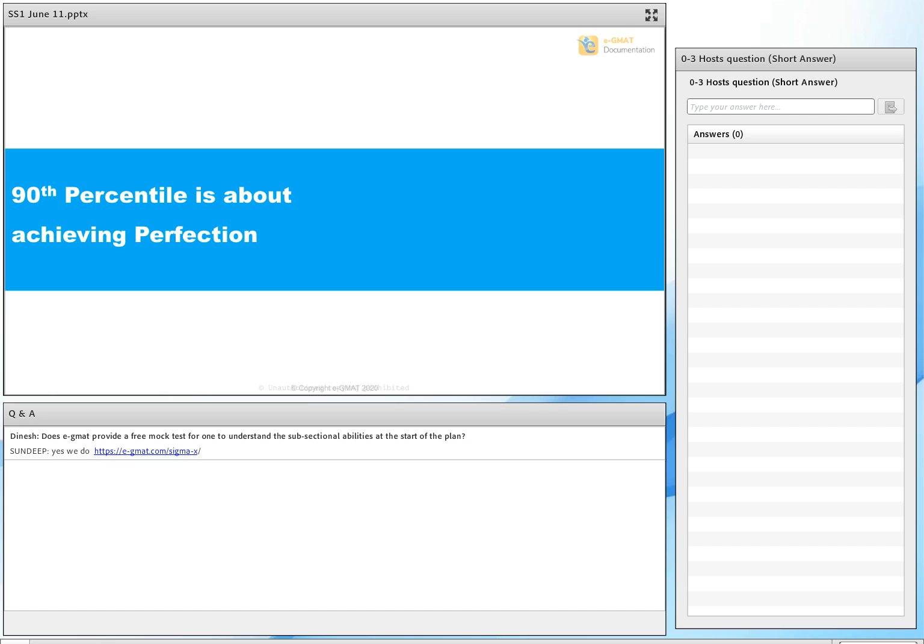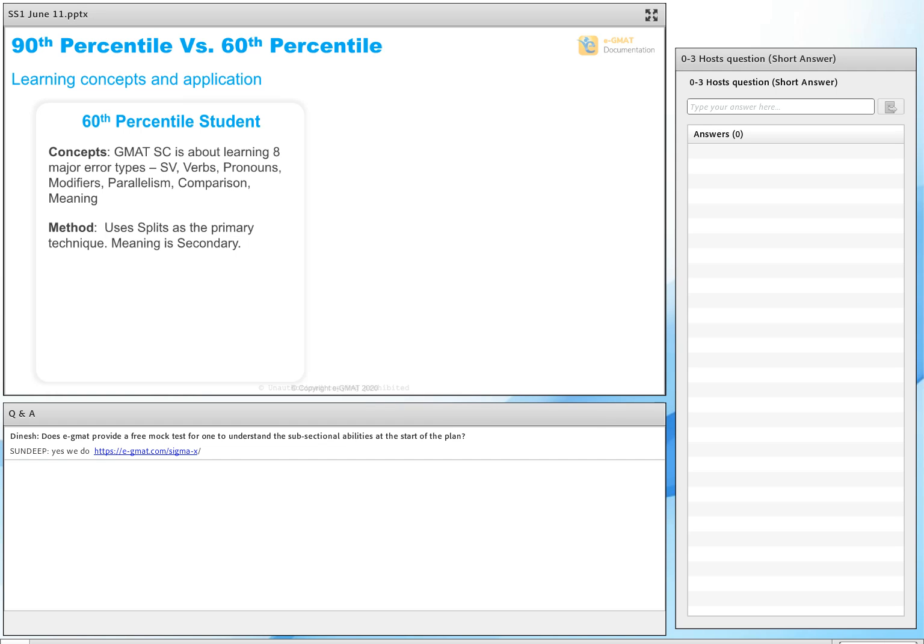Okay. So achieving that 90th percentile is going through these stages of learning, achieving perfection at each of these stages of learning, or achieving really, really high quality metrics at each of these stages. And when you think about achieving really high quality metrics, a 60th percentile student thinks about these metrics very differently from a 90th percentile student. Just in the context of sentence correction, a 60th percentile student says that GMAT sentence correction is about learning these 8 major error types, and these error types are in these categories.